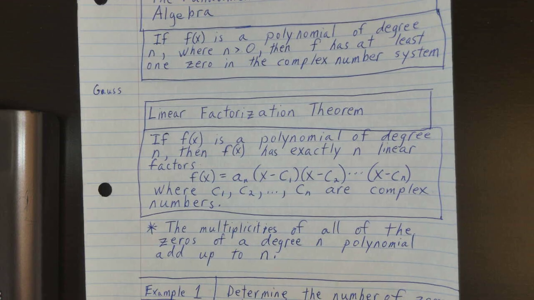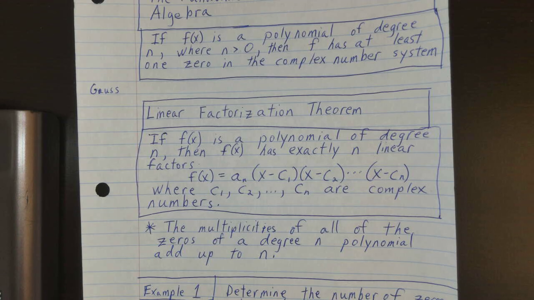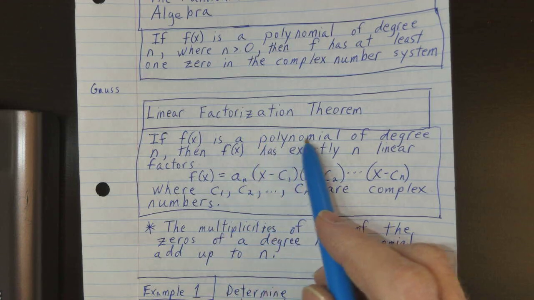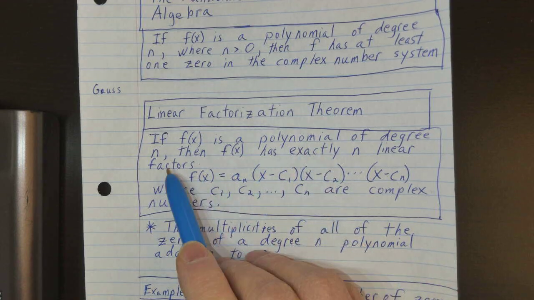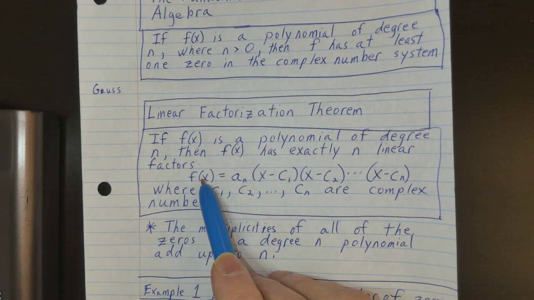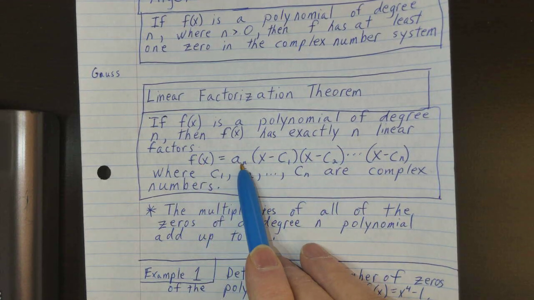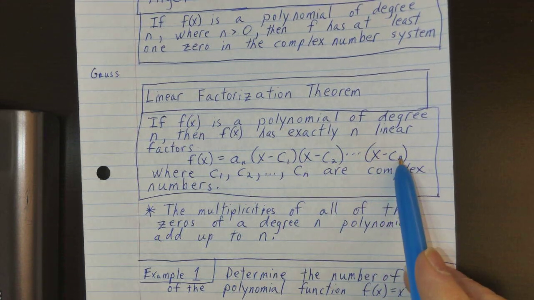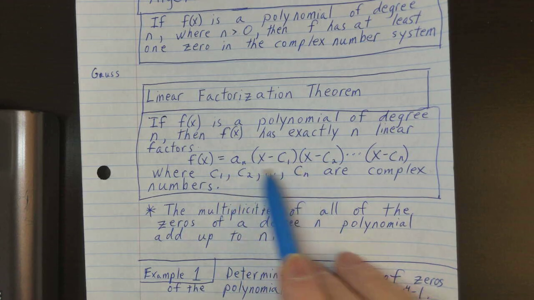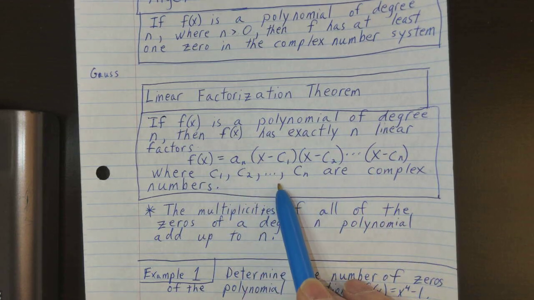And off of that, here's an offshoot, is the linear factorization theorem. So we're going to use some of this to factor polynomials and such. If f of x is a polynomial of degree n, then f of x has exactly n linear factors. And we have this kind of compressed way of writing it. f of x equals a sub n times (x minus c1) times (x minus c2) times and so on, where c1, c2, and so on to n, which is the degree of the polynomial, are all complex numbers.